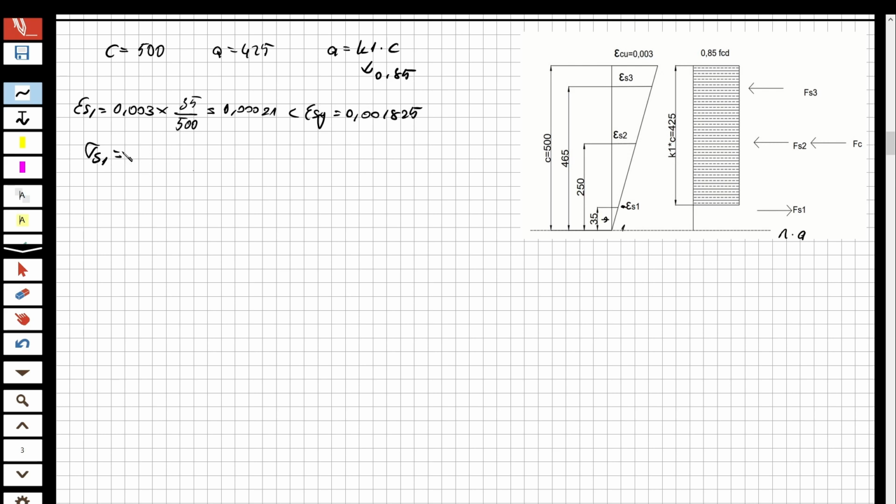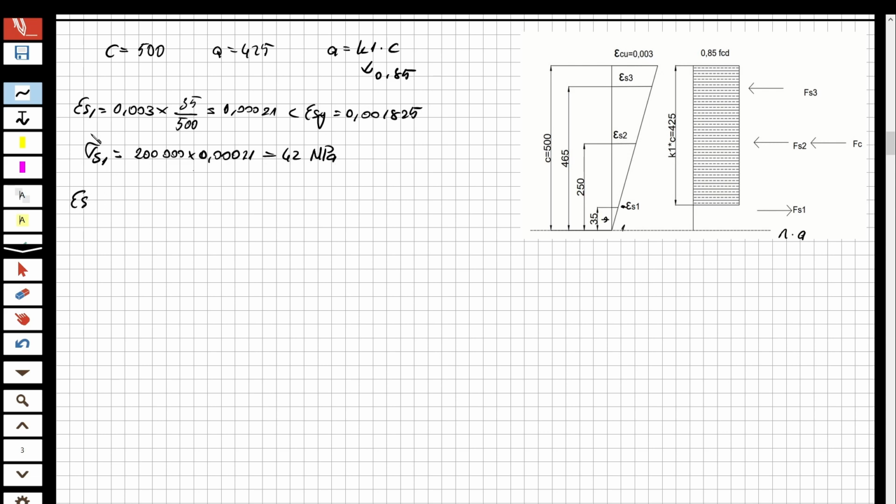So for the stress for the bottom steel, it's going to be 200,000 multiplied by 0.00021. Sorry, I had another zero there. And it's going to be equal to 42 megapascal.